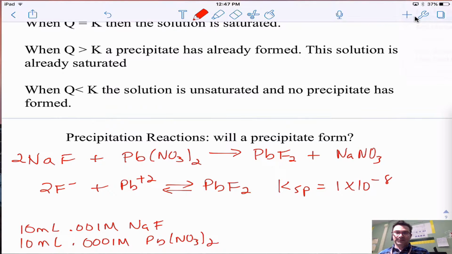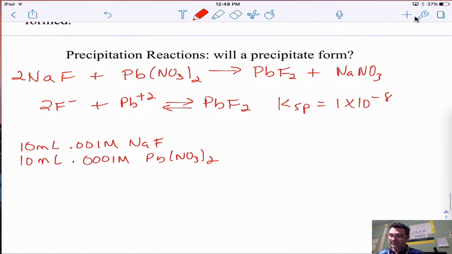All right, everybody. So to continue where we were before, I gave you the concentrations of each of the reactants in this case. Now what we're going to do is see if a precipitate forms. This is a little different from what we've done in the past, in the sense that we want to see if there are enough ions to saturate the solution when they react. So let's go through this.